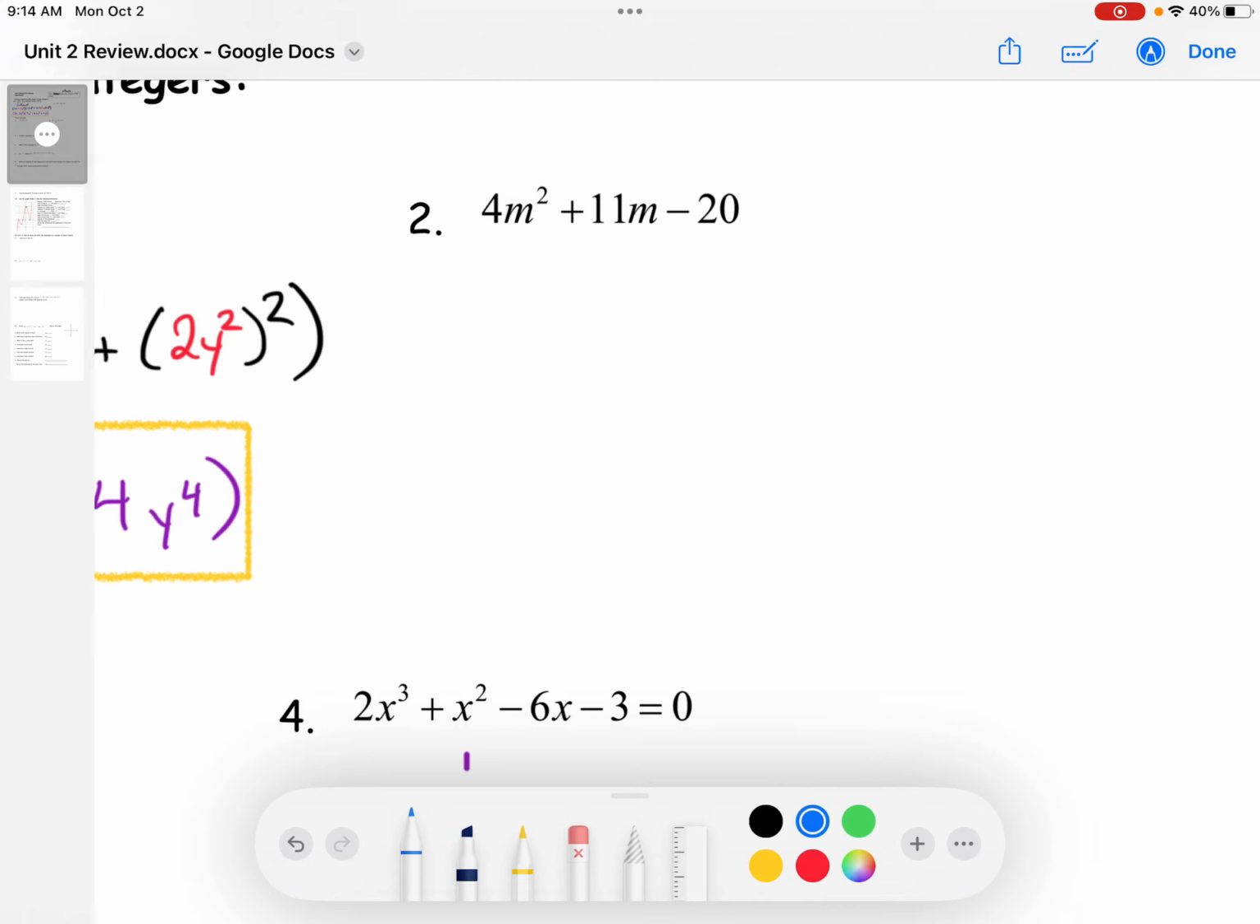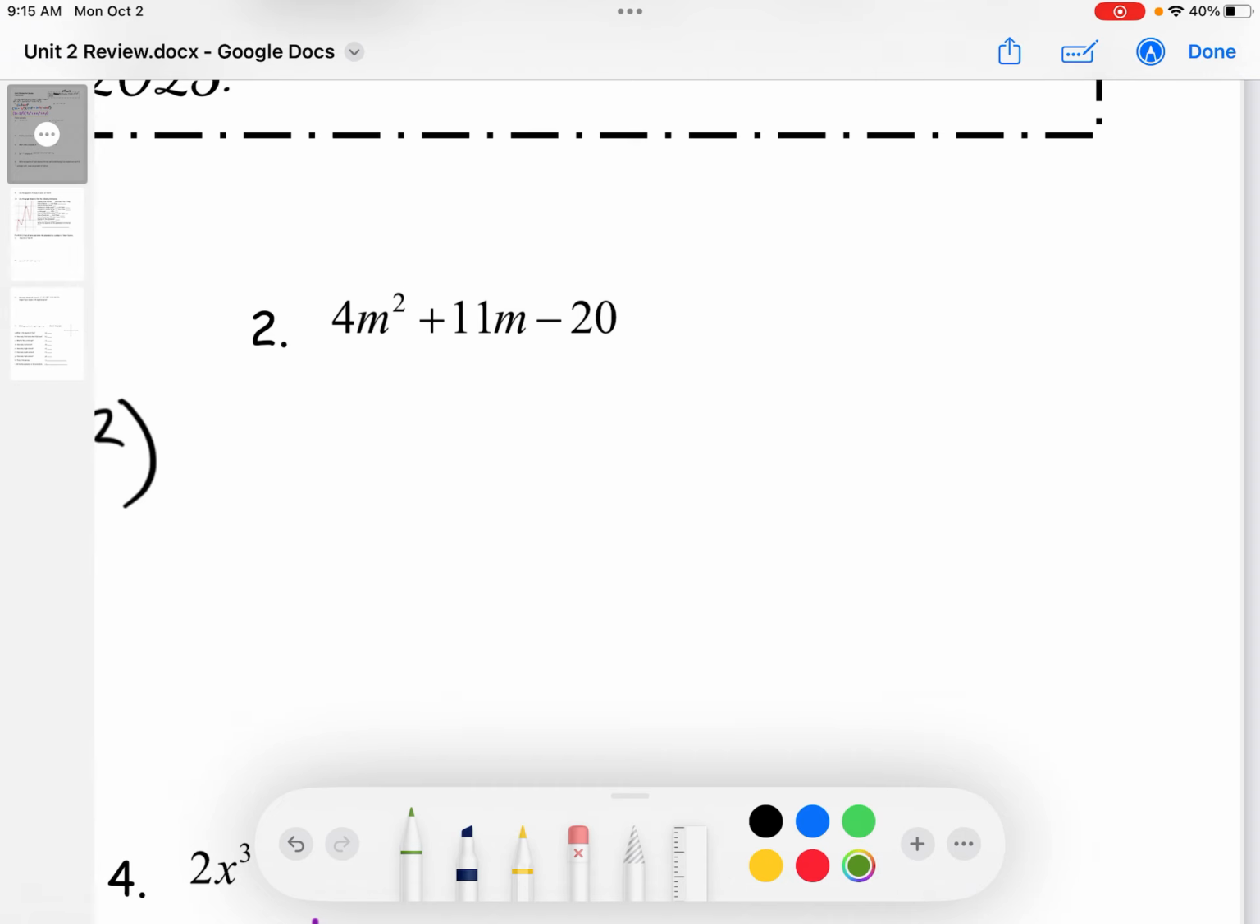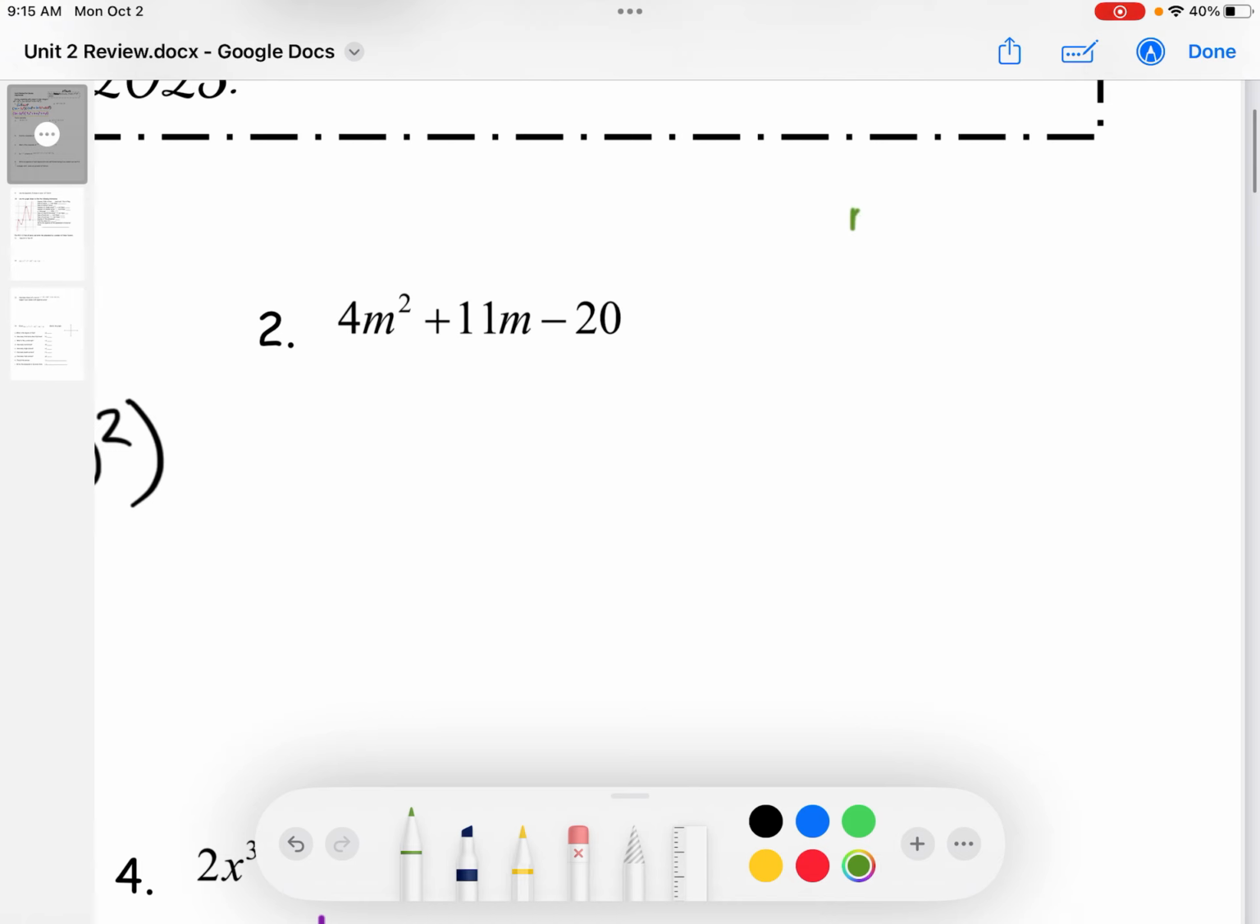Let's go to number 2. First thing we want to look for is the greatest common factor. It does not have one. So then we look at how many terms, and it is 3. So when we are factoring a trinomial with 3 terms, we need to find the magic numbers. The magic numbers need to multiply or have a product of the a times the c. So they need to multiply to equal negative, let me actually multiply those, 80, and they need to add up to equal that middle term, which would be positive 11.